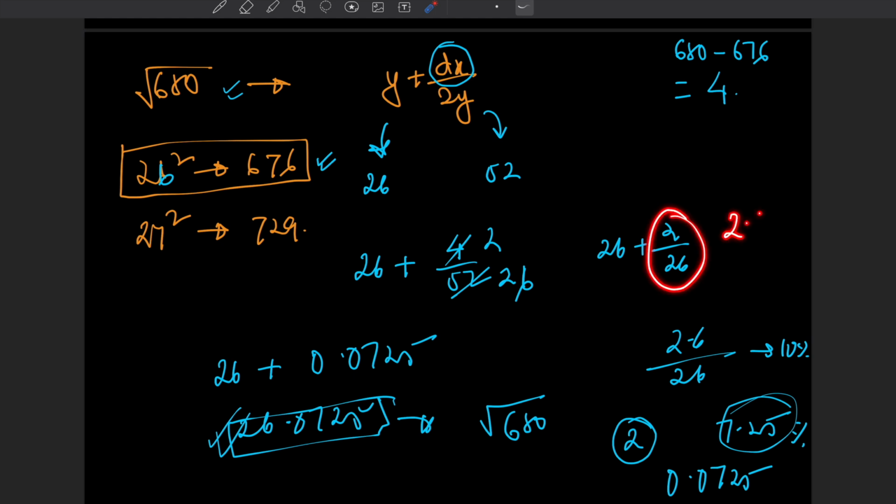That means 2.6 is 10%. So 2 will be roughly equal to 7.25. Just your mental idea. So 7.25, that is 0.0725 in decimal. So we'll always take decimal over here. So we had 26 previously from here, and we computed this one, that is 0.0725. So 26.0725, this is our answer. Yep, this is how you find the square root of any number.